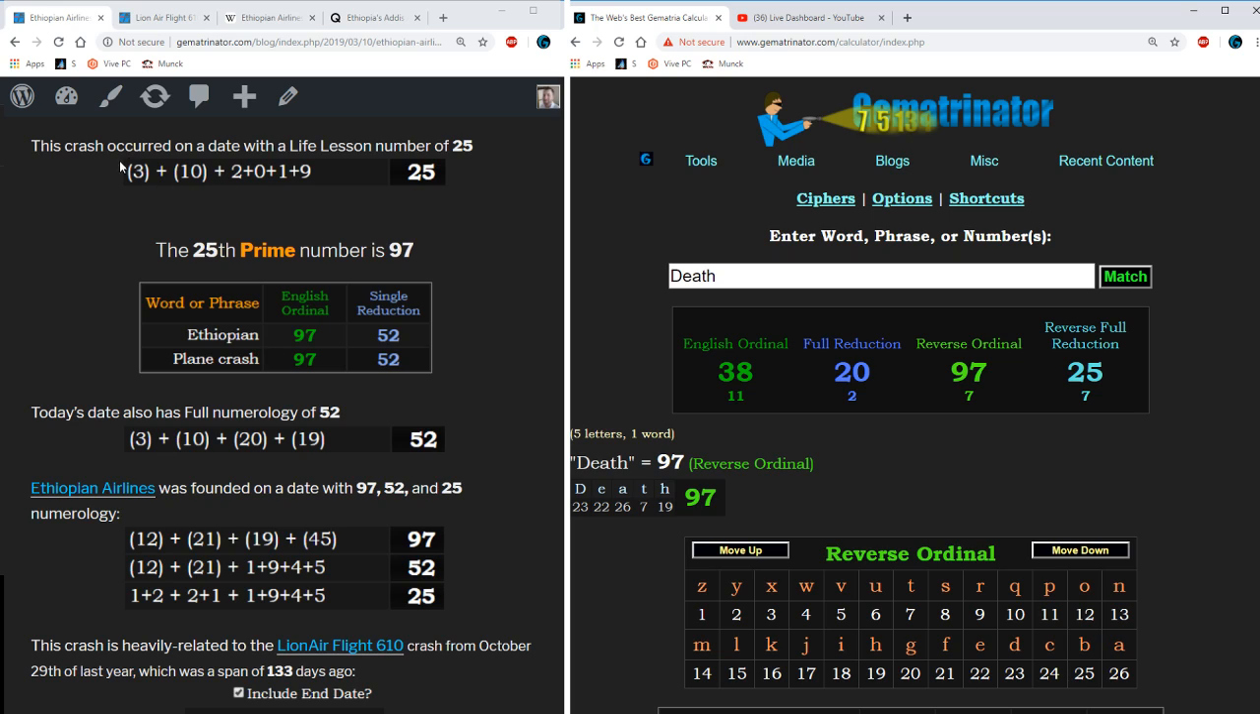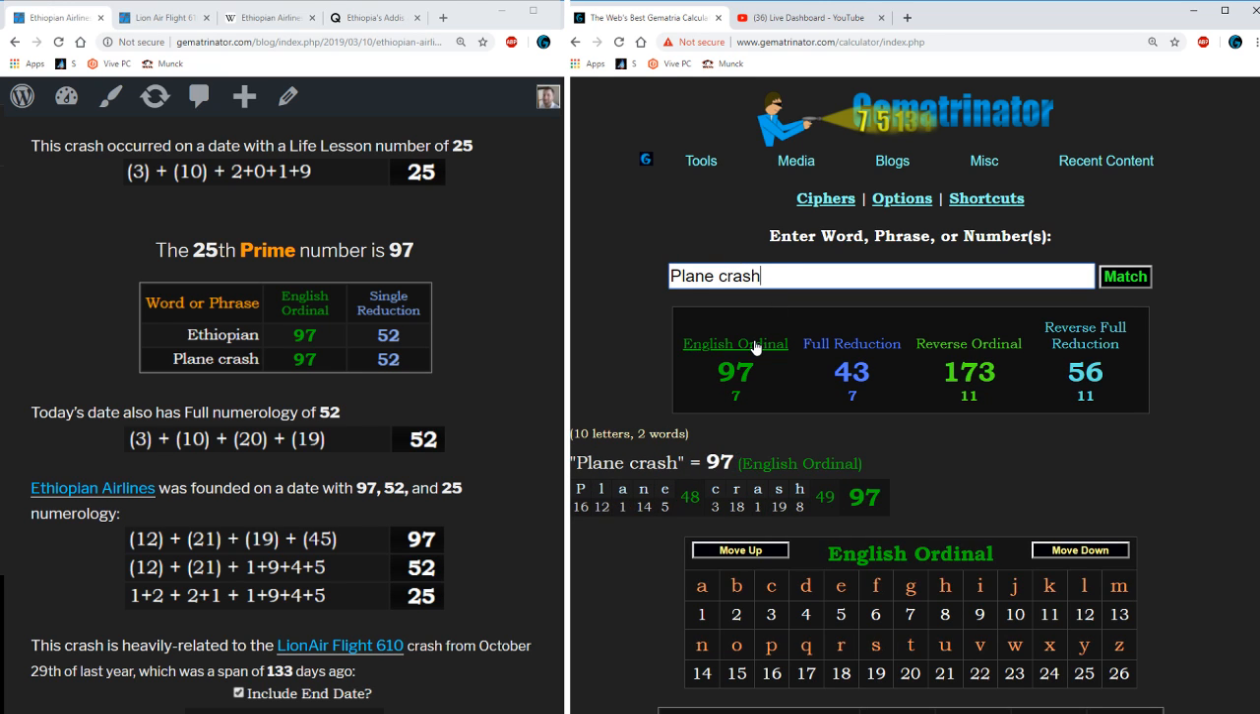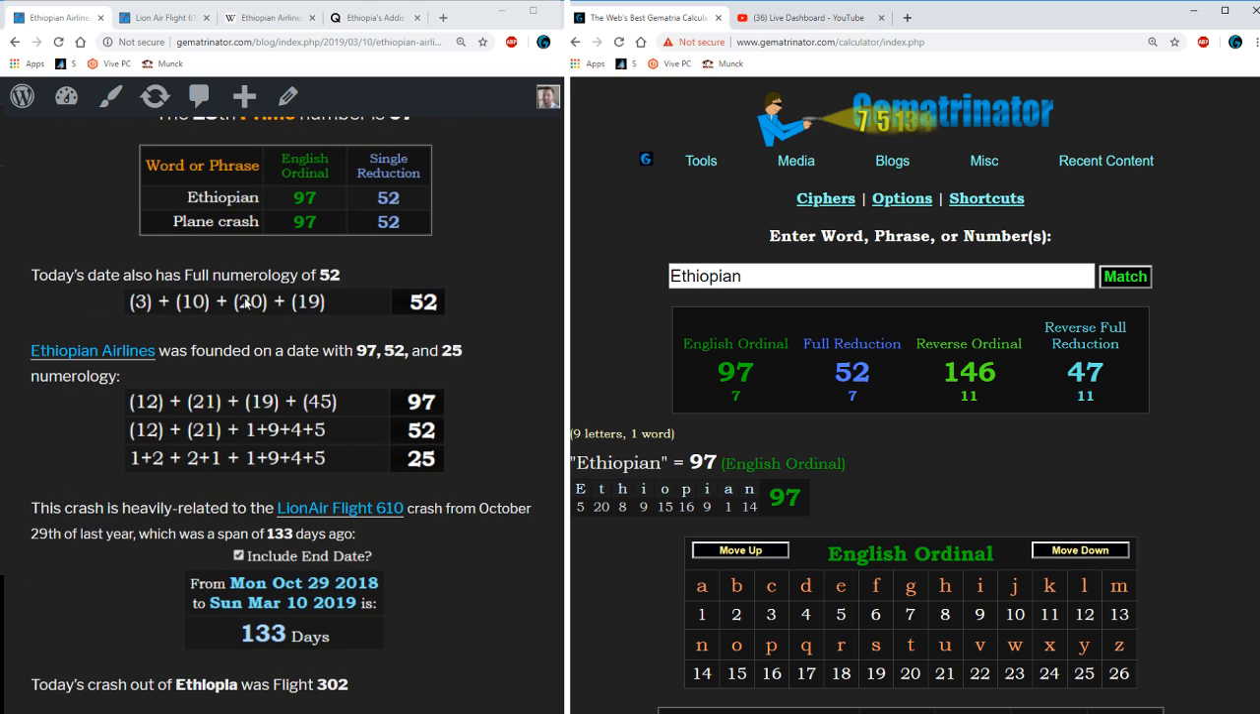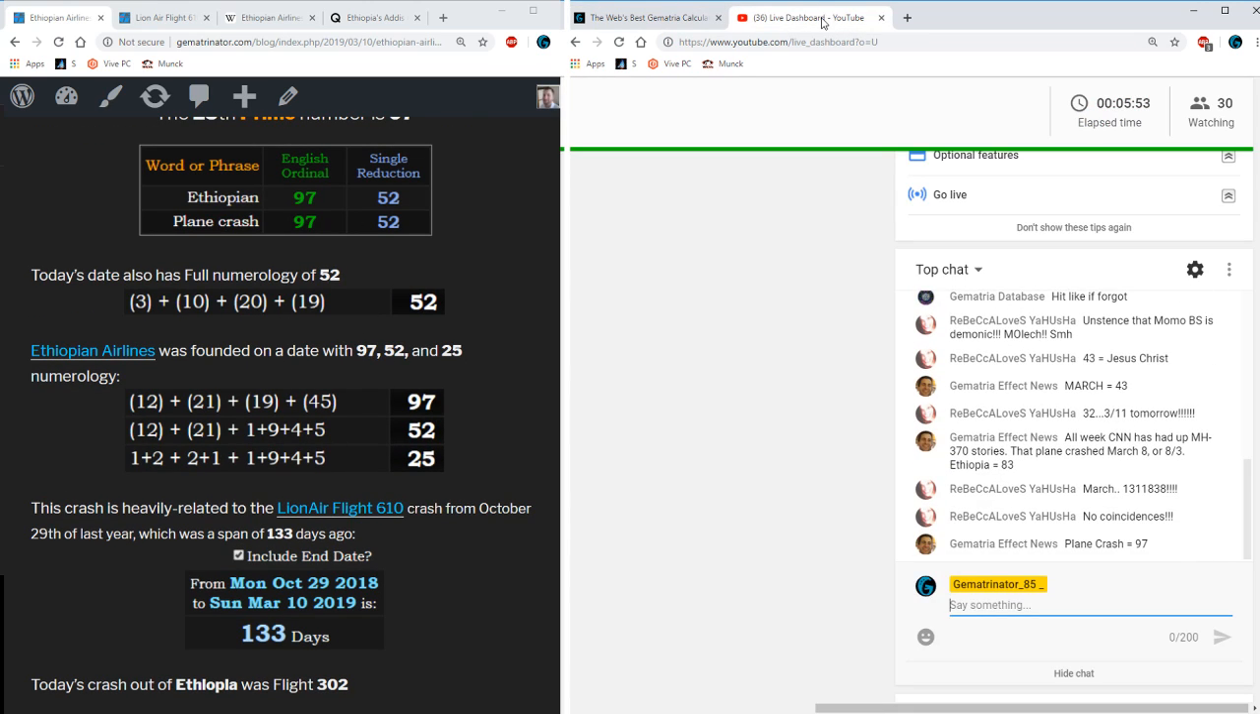Today's date numerology, life lesson number 3 plus 10 plus 2 plus 1 plus 9, is 25. Again, the 25th prime is 97. The word plane crash sums to 97, same as the word Ethiopian, which equals 97. Also notice how Ethiopian and plane crash both sum to 52 in reduction. Today's date, 3 plus 10 plus 20 plus 19, sums to 52.